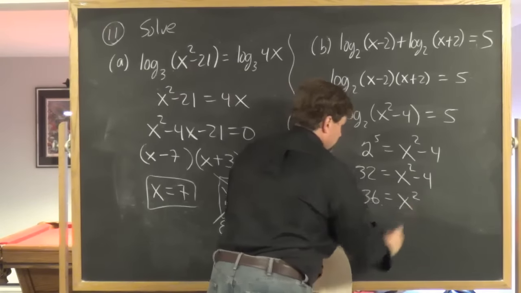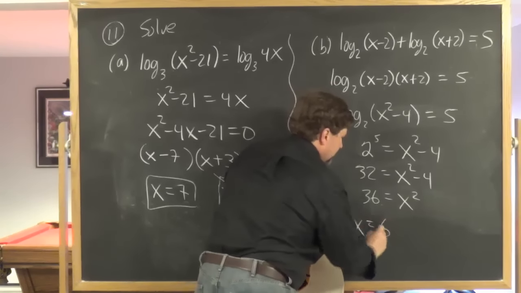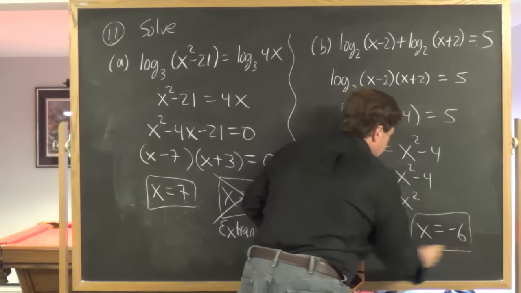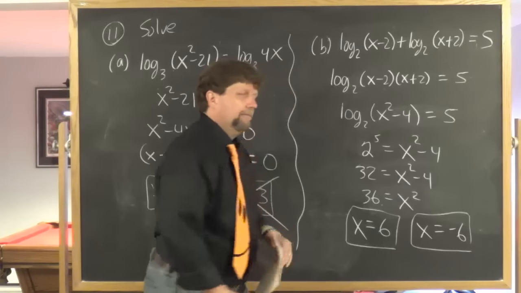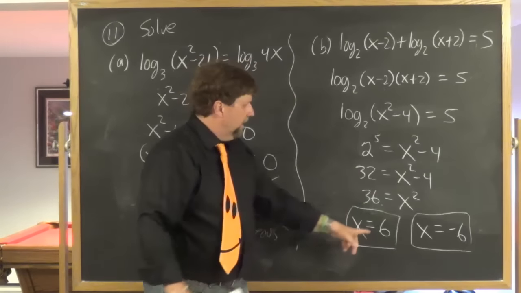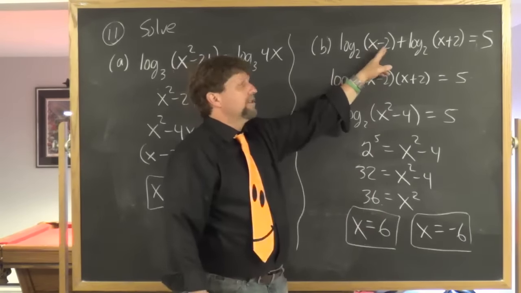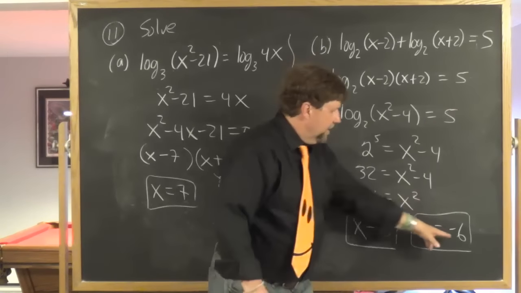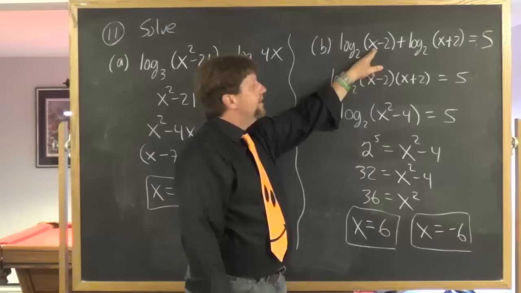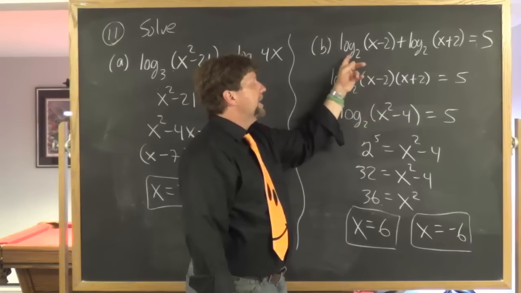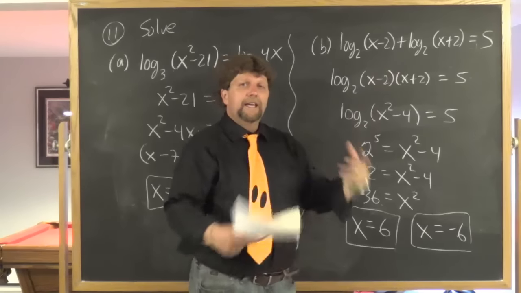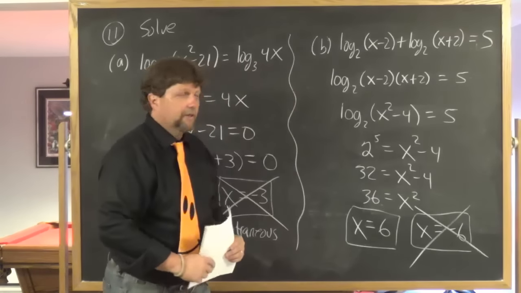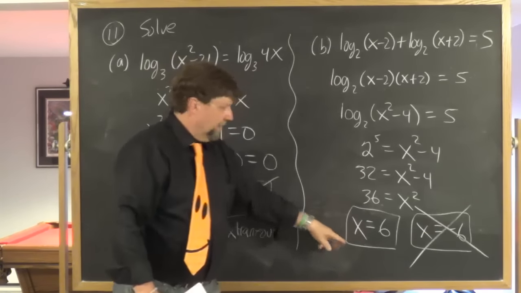And then I'd take the square root of both sides to get x is 6 or x is negative 6. But again, check. Make sure they both are reasonable. If I put 6 in here for x, 6 minus 2 is a positive 4. 6 plus 2 is a positive 8. I'm not worried. But if I put the negative 6 in here, negative 6 minus 2 is negative 8. I can't take the log of a negative number. Since I can't take the log of a negative number, that would be an extraneous solution. So the only solution to part B is x equals 6.